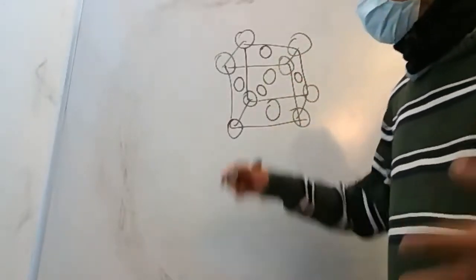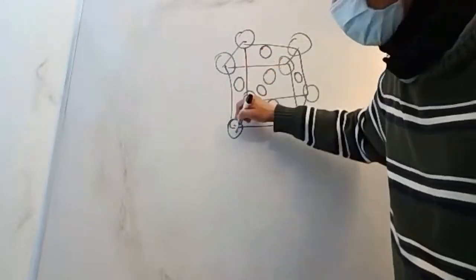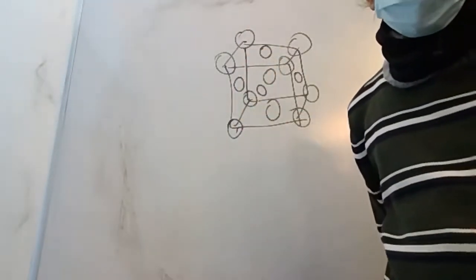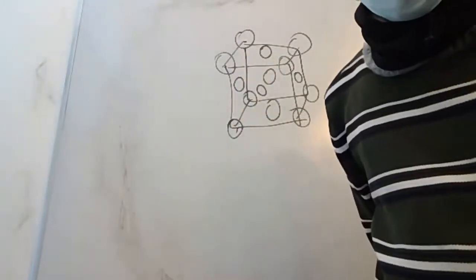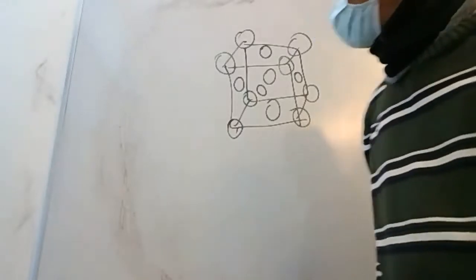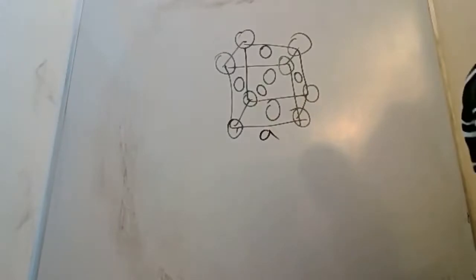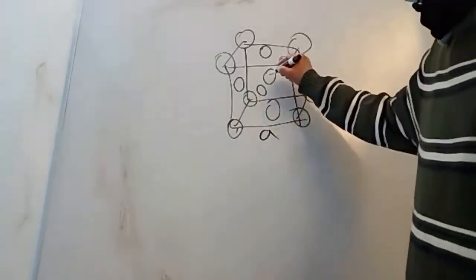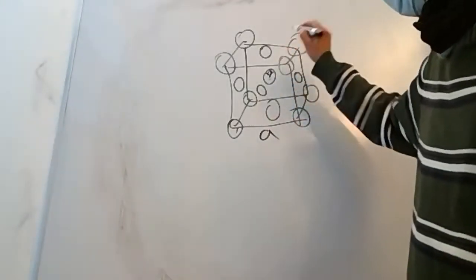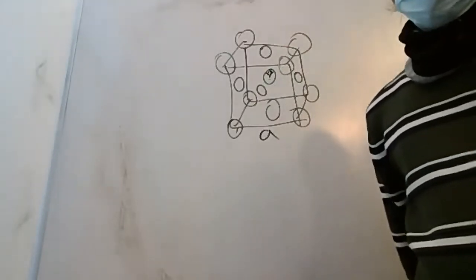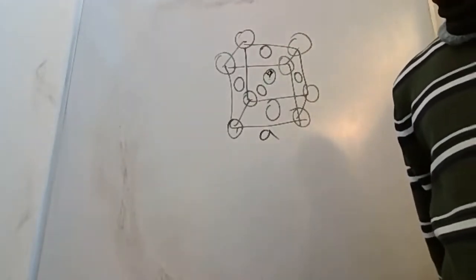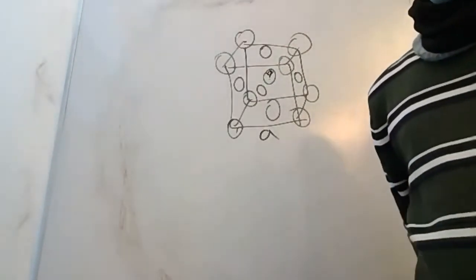You can physically imagine these atoms are touching along the face diagonal. They're all stacked up in that direction. Good. So if the side of the cube is A and the radius of an atom is R, how would we find the fractional empty space?